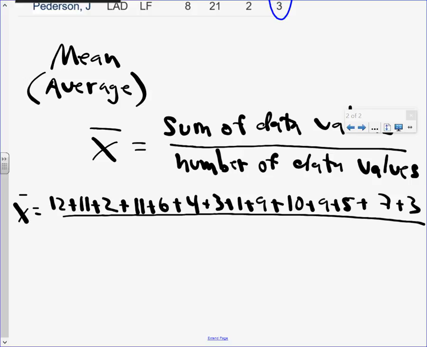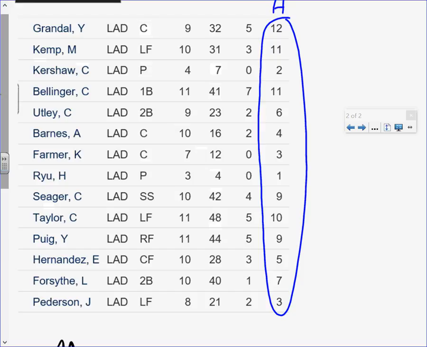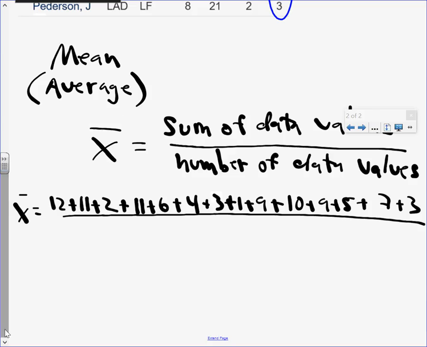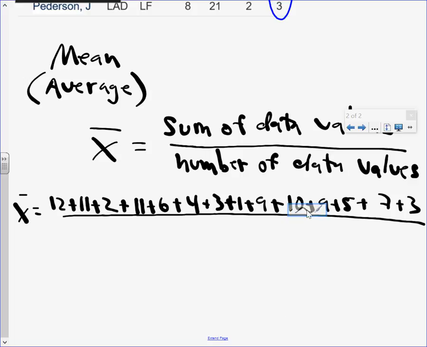Plus 3 plus 1. My bad. Let me get my calculator. Divided by the number of data values. How many data values do we have? Let's see. 2, 4, 6, 8, 10, 12, 14. There are 14 data values. So I'm going to divide all this by 14. There's my denominator.